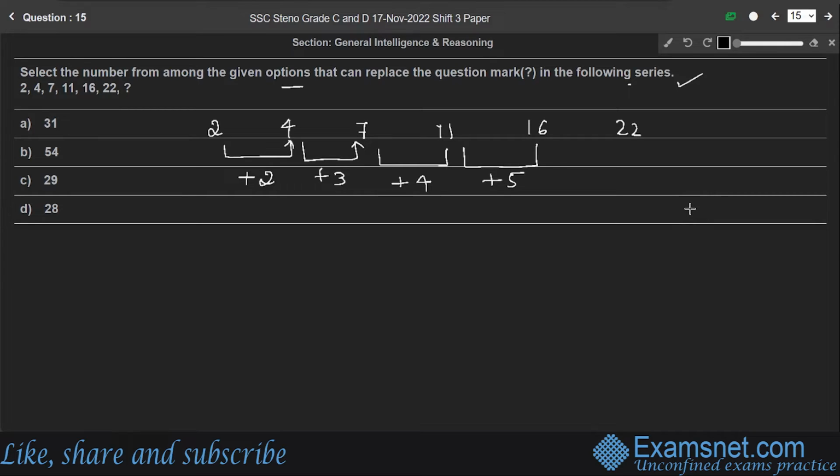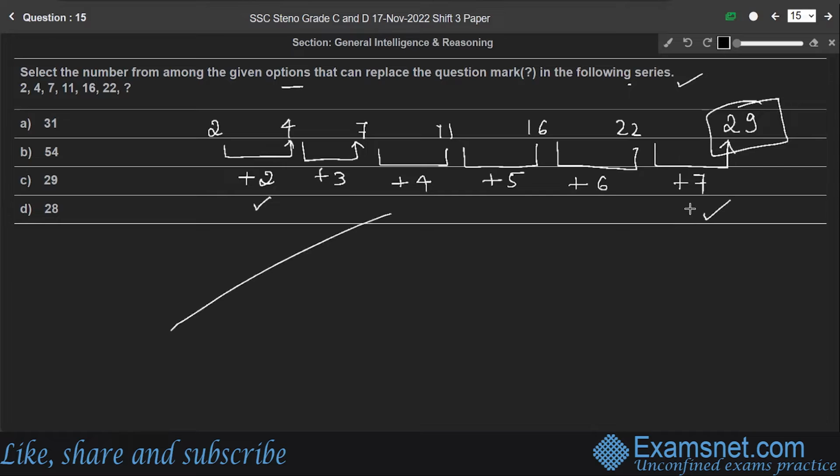And the next number is 22. So 16 plus 6 is 22. So the next number to be added is 7. It should be 7, right? So we are adding numbers from 2 to 7 here, right? So the last number becomes 29, right? So option C is the right answer.